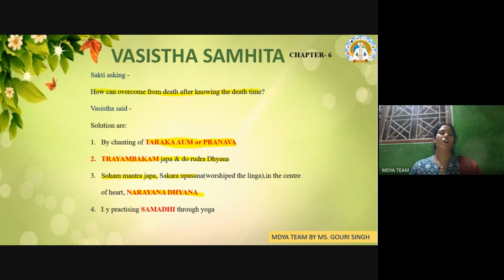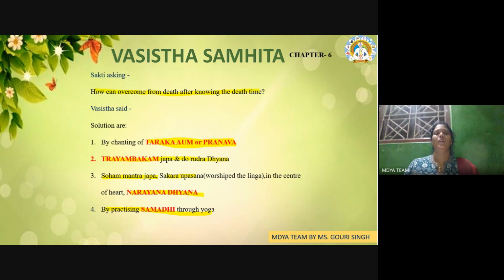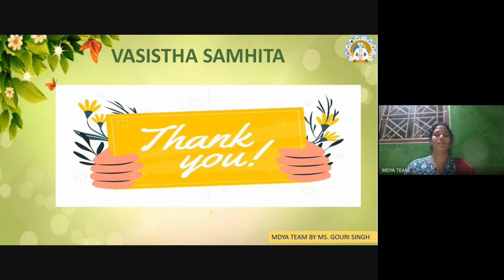And the fourth solution given by Vasistha is practicing Samadhi through yoga. If you are practicing Samadhi, that also helps you overcome death. These are the four stages and four solutions given by Vasistha. And this is the ending of your Vasistha Samhita.